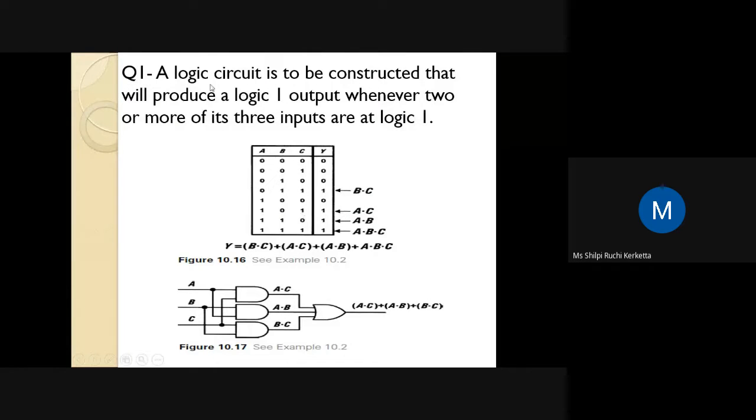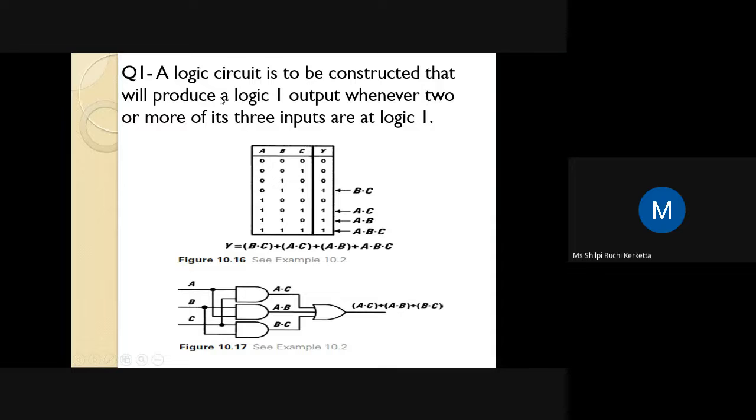In your book, one question is there related to this. Here, this is the question: a logic circuit is to be constructed that will produce a logic 1 output whenever 2 or more of its 3 inputs are at logic 1. Okay. So here we can say there are 3 inputs. It means it will be A, B, C. Okay. So A, B, C will have these 8 combinations.